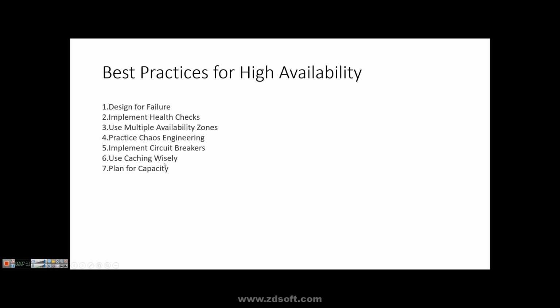And availability is a critical aspect of system design which ensures that users can access the service reliably and continuously. By implementing the strategies discussed, like redundancy, load balancing, failover mechanisms, and data replication, we can design highly available systems, and these are the 7 best practices for high availability.